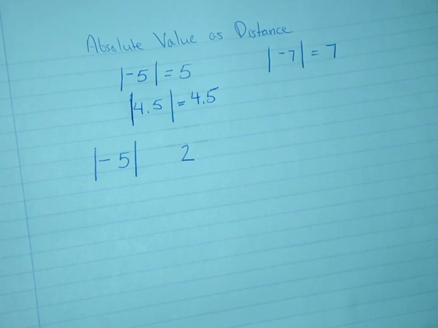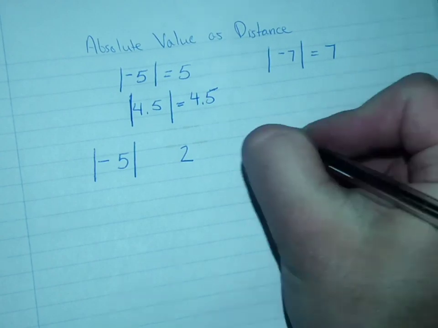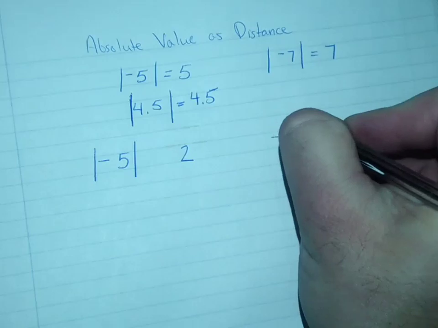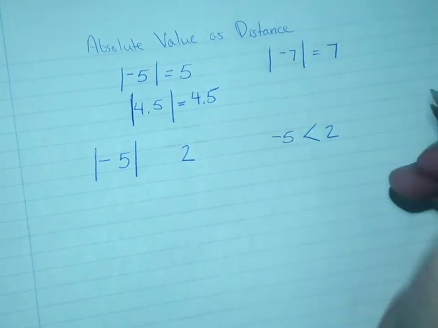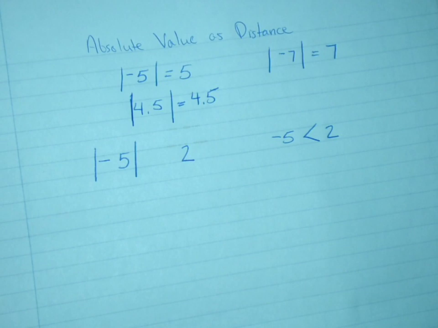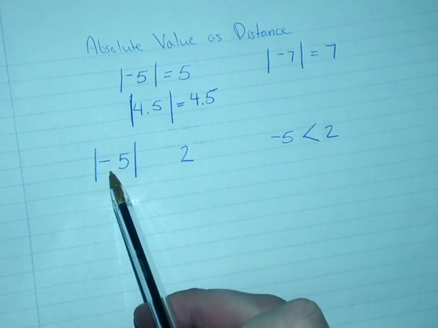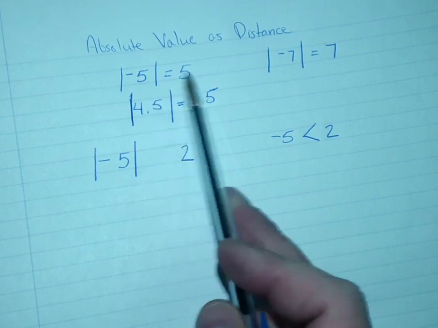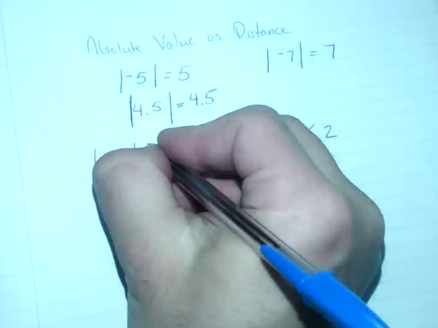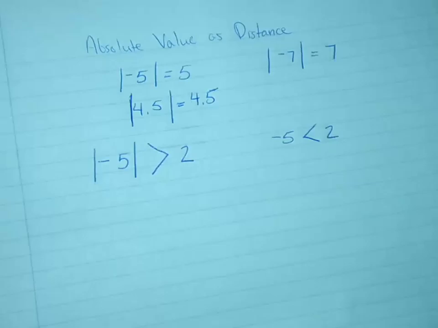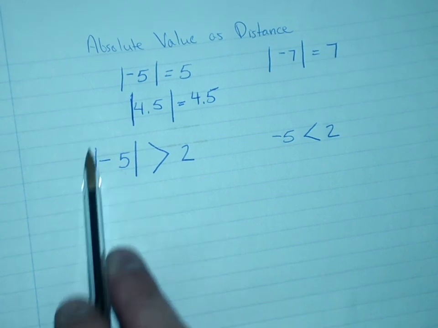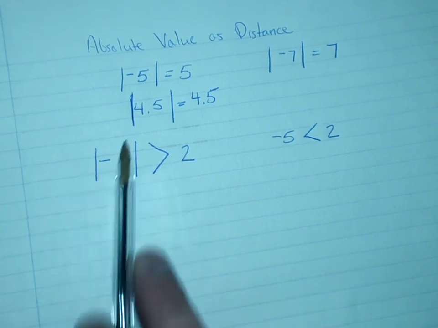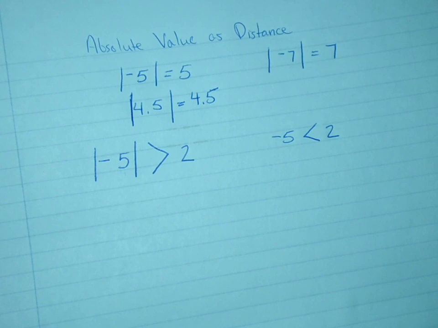Well, most of you would say, since -5 is less than 2, I should go ahead and say that the absolute value of -5 is less than 2, but as you can see, the absolute value of -5 is actually equal to 5. So I'm going to say that the absolute value of -5 is greater than 2, because the absolute value of -5 is actually 5 when I take this all together. When I take the absolute value of it, it is 5.